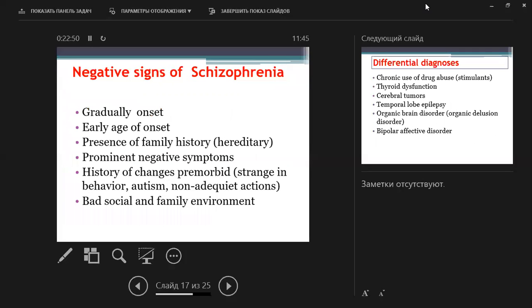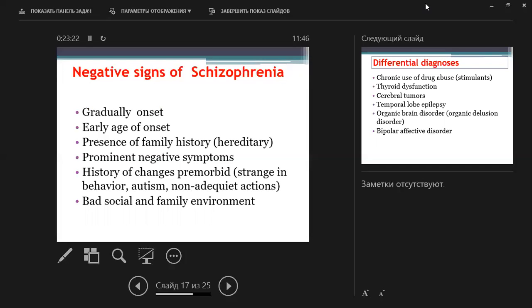Negative signs of schizophrenia, negative signs: gradual onset, early age of onset, for example in the childhood or teenage period, it is very bad. If you remember, hebephrenic, catatonic schizophrenia starts in the teenage period, the formation of the defect is earlier. Presence of family history, that is, some relative suffering with mental disorders, is a negative sign.